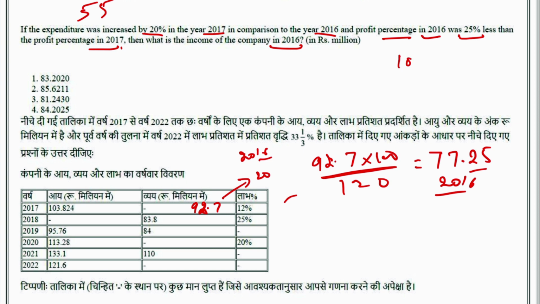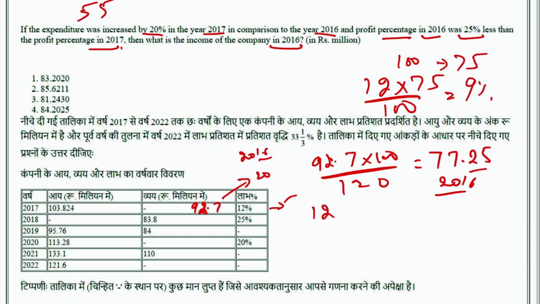Now in the same way for the income, the profit percentage in 2016 was 25% less. So let's say the percentage is 100, that is 12. So if 12 is 100, 25% less is 75. So 12 into 75 divided by 100 is equal to 9%. Or you can just say that 12 minus 25%, again 3, so it will be 9.